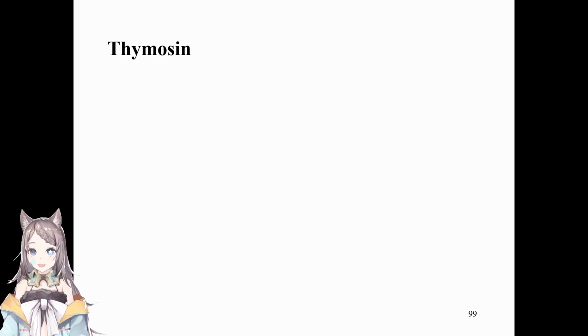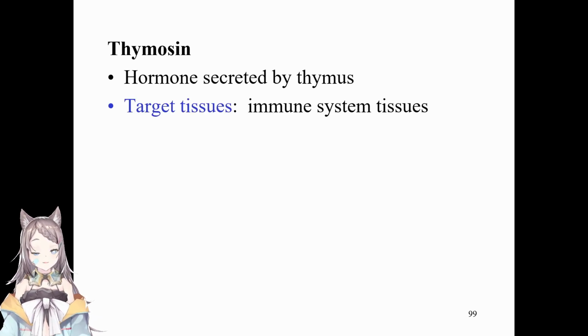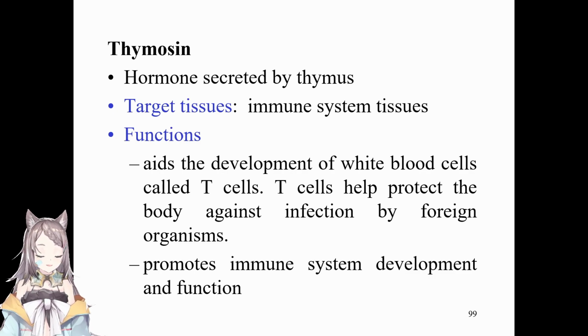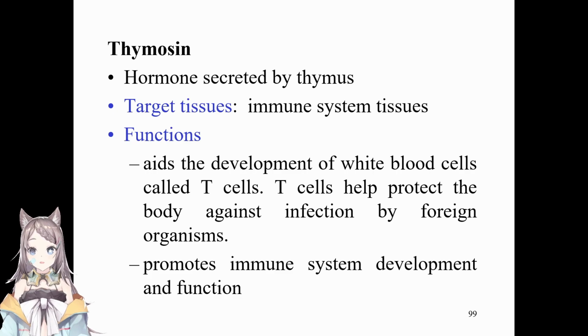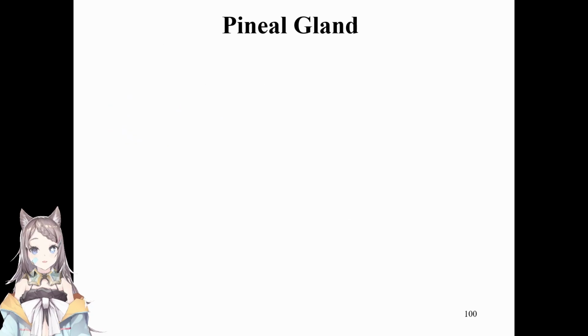Thymosin is produced by your thymus. It is a hormone and primarily targets your immune system tissues. It aids in the development of white blood cells called T cells. T cells help protect the body against infection by foreign organisms. It promotes immune system development and function.